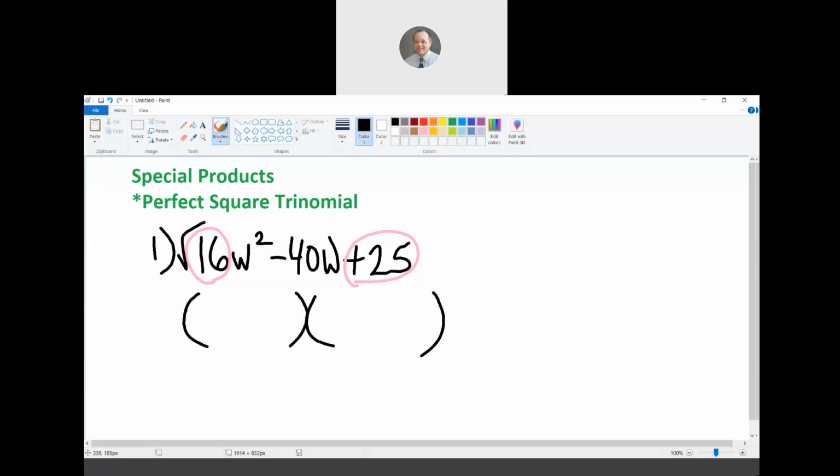Keep in mind the square root of 16 is 4, and the square root of 25 is 5. Draw your 2 parentheses. What goes in the first 2 spots is the square root of 16, which is a 4w and 4w. And what goes in the last 2 spots is the square root of 25. So we got a 5 here and a 5 here.